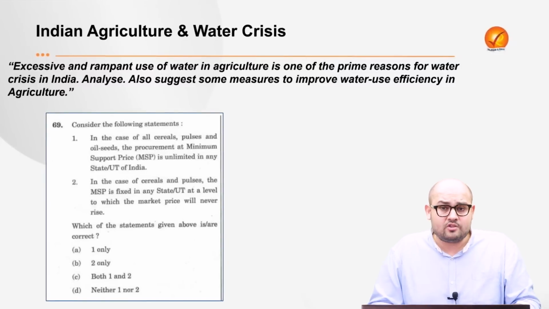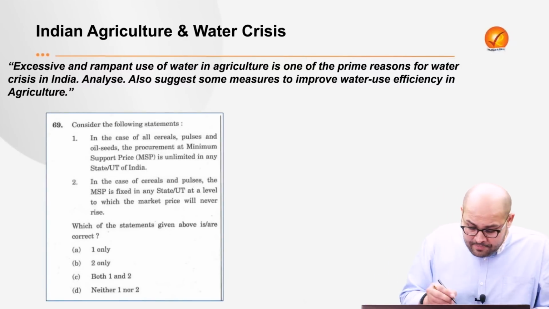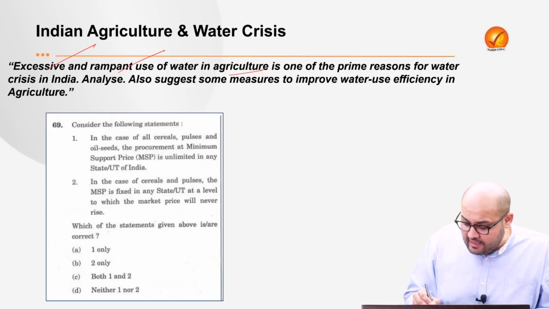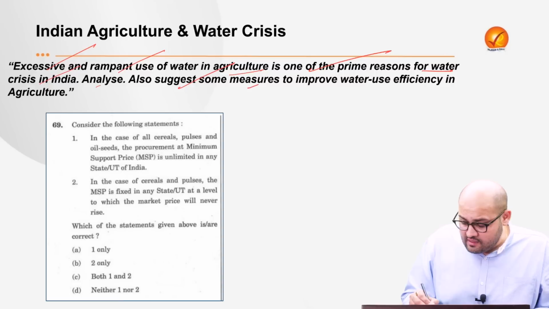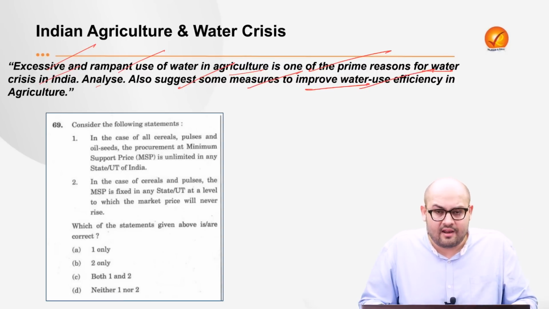Now, before we go to the next topic, we have a mains question. So the question says, excessive and rampant use of water in agriculture is one of the prime reasons for water crisis in India. Analyst also suggests some measures to improve the water use efficiency in agriculture. So do write a particular answer on this.